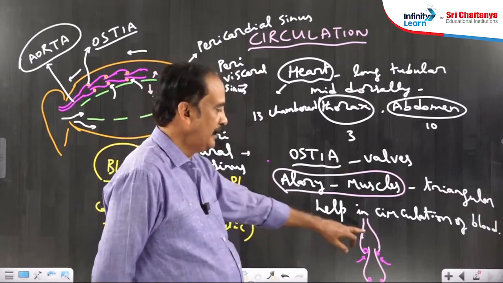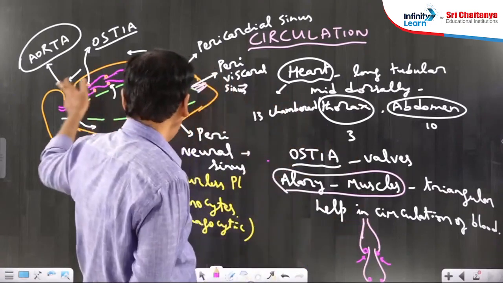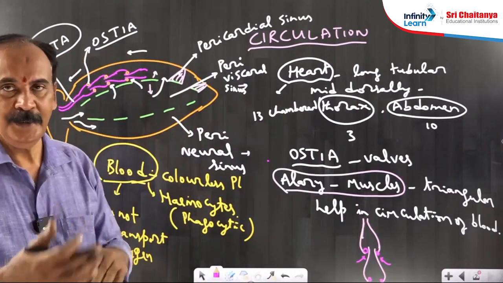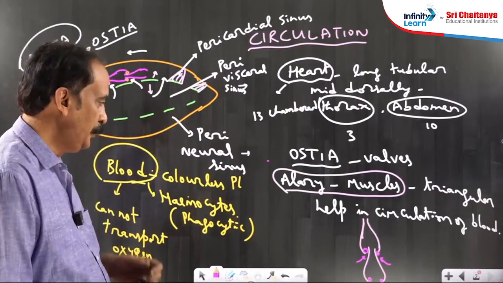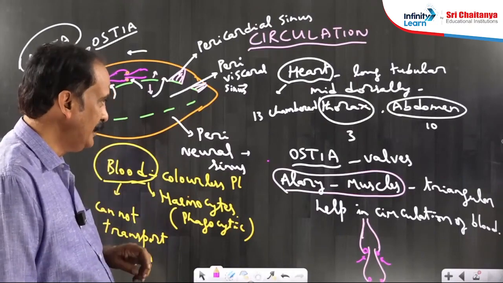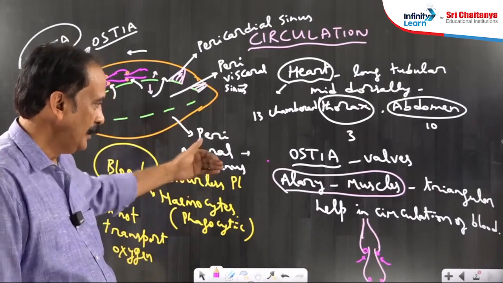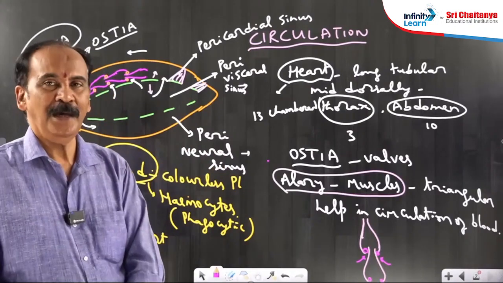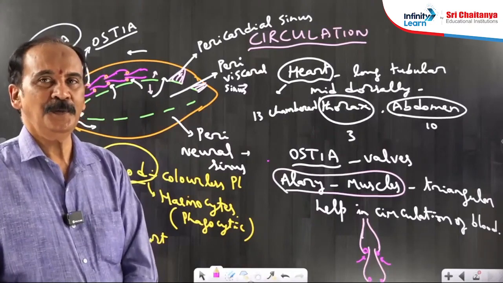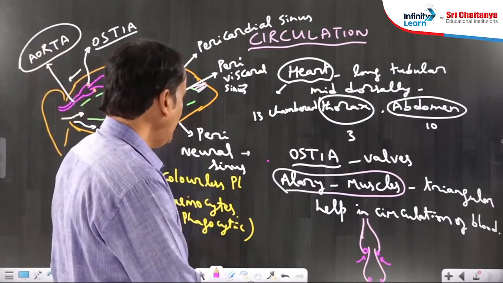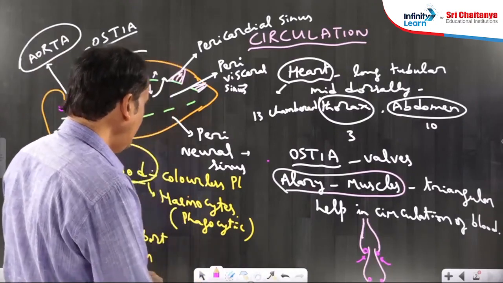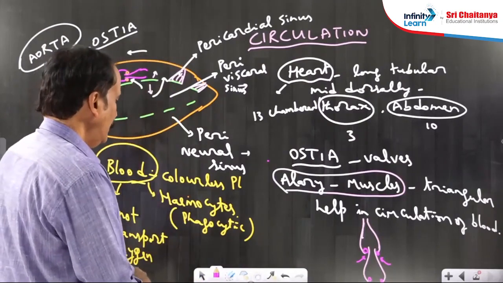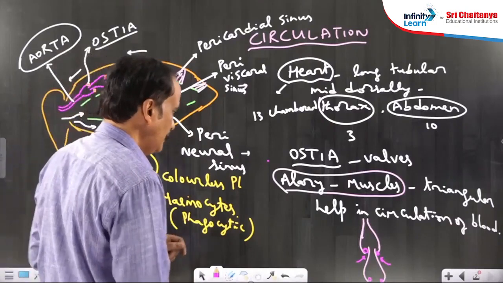Once the blood enters, it gets pumped anteriorly into the head sinus and then into the perivisceral and perineural sinuses. That is the tubular heart, which is 13 chambered, and the animal has 12 pairs of alary muscles helping in circulation of blood. That's about the circulation in the animal, and a brief note about respiration. It is not discussed much in the book.